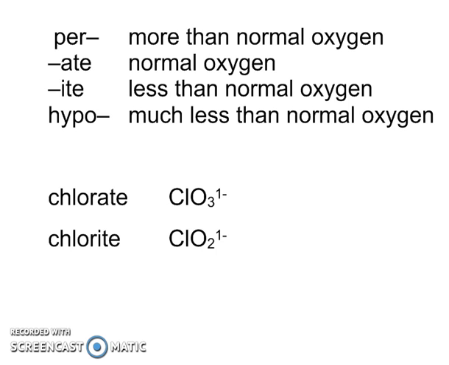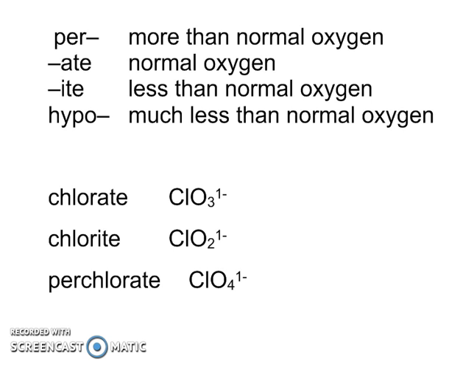Now, throughout the videos, I've actually included the 1-. Really, we don't usually do that. It's just usually written as a minus. But I want to make sure that you see that there is a 1- charge there, so I've included the 1 in the charge. Now, if we are going to go to perchlorate, then per means more than normal oxygen, and we should end up with 1 more oxygen, so perchlorate would have 4 O's.